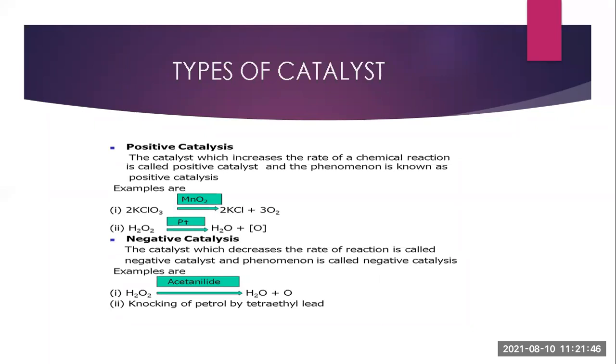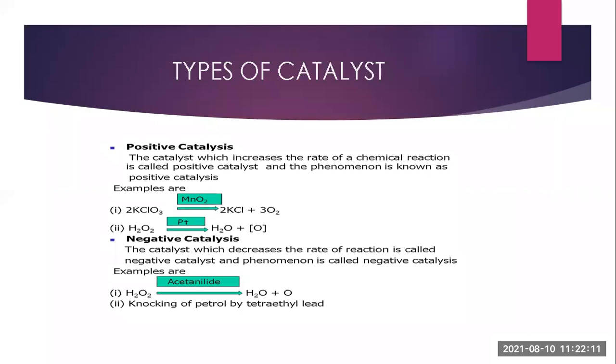Now in the factories and the industries, catalysts are used. Most of the time catalysts are used, and in the laboratories also, if you want any chemical product, and if you want to increase or decrease the rate of reaction, in that case also we are using the catalyst. Then knocking off petrol by tetraethyl lead. So this is also one of the examples of a negative catalyst.